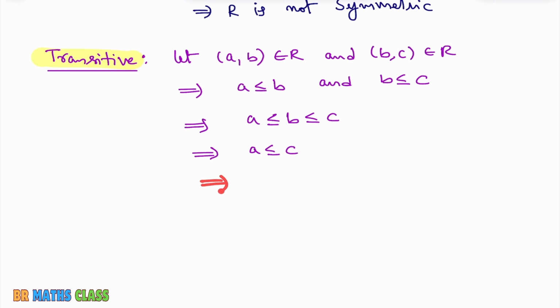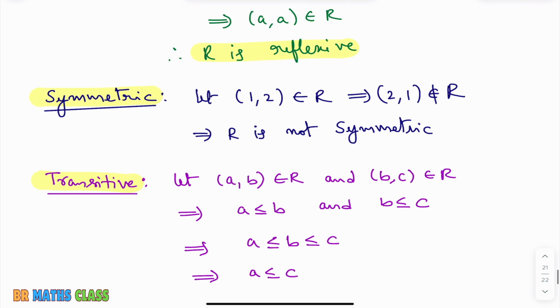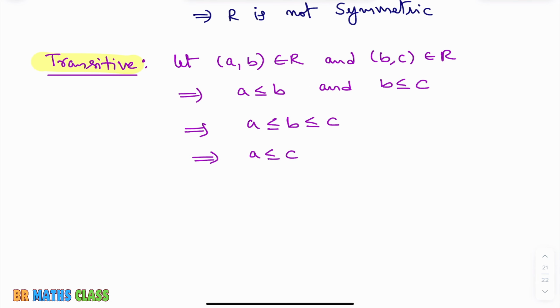Now the point is, I need to check whether a comma c is there in this relation or not. See, a is a real number, c is a real number. As a is less than or equal to c, look here, a and c are both real numbers, and I came to know that a is less than or equal to c. So what can I say? I can say that the ordered pair a comma c belongs to this relation. So therefore the relation R is transitive.